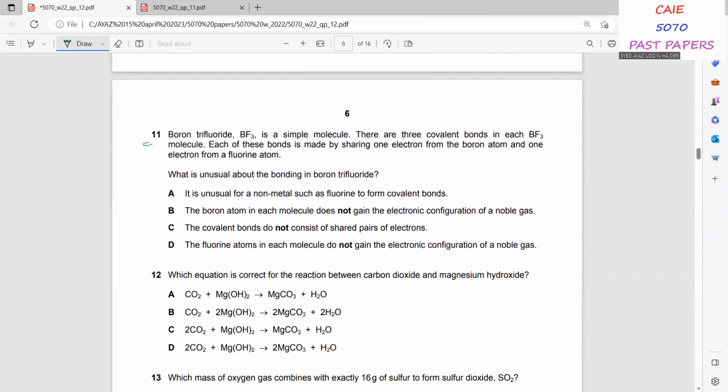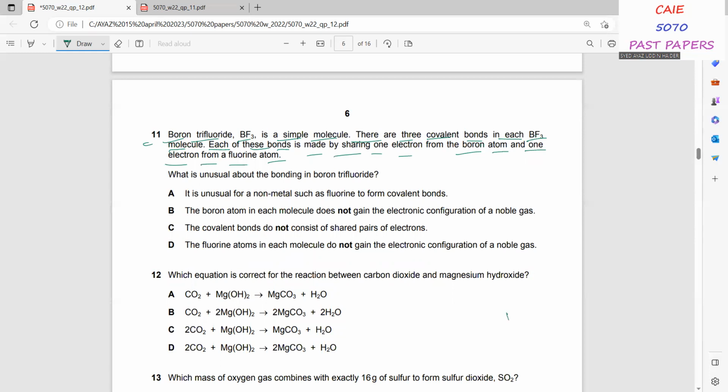11th. Boron trifluoride, BF3, is a simple molecule. There are 3 covalent bonds in each BF3 molecule. Each of these bonds is made by sharing one electron from the boron atom and one electron from a fluorine atom. Boron belongs to group 3. So it must have 3 valence electrons. So it has shared each electron with one fluorine atom.